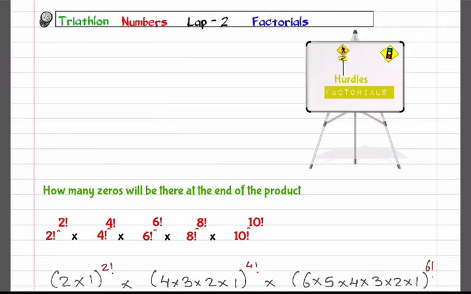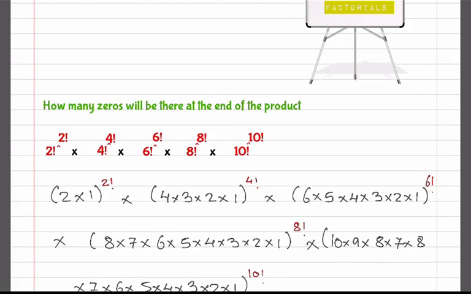Now let's take one more problem. Okay, Endeavor student will again be able to relate to you. This is a marathon problem. So what is given here? 2 factorial raised to 2 factorial, 4 factorial raised to 4 factorial, 6 factorial raised to 6 factorial, 8 factorial raised to 8 factorial, and 10 factorial raised to 10 factorial. How many zeros will be there at the end of this product?